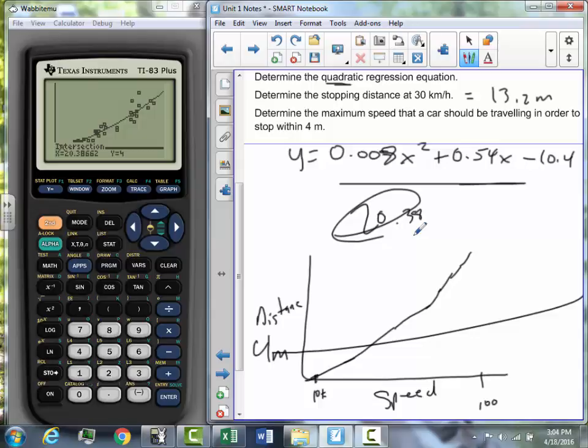Okay, so based on this data, if you want to stop your car within 4 meters, I guess you can only go 20 kilometers an hour. 4 meters, that's like for me to Tate. So if I want to stop in that brief amount of time, I better only be going 20. That's really slow. I don't know if this is true or not, but that's the data.